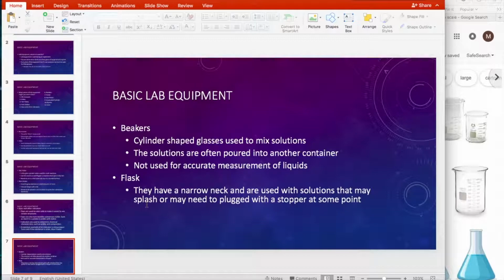The next piece of lab equipment that we're going to talk about are called beakers. They are cylinder-shaped glasses used to mix solutions. The solutions are often poured into another container, and they are not used for accurate measurement of liquid. So if you're going to measure something, you're not going to use a beaker unless it specifically tells you to, but there's another piece of equipment that I would like for you to use to measure water. Okay.